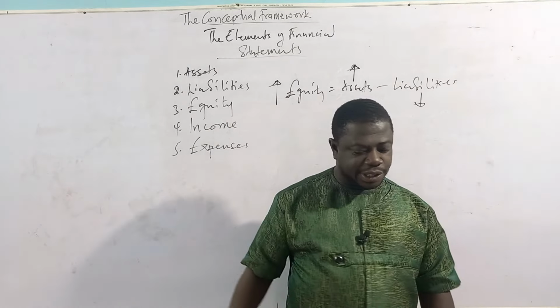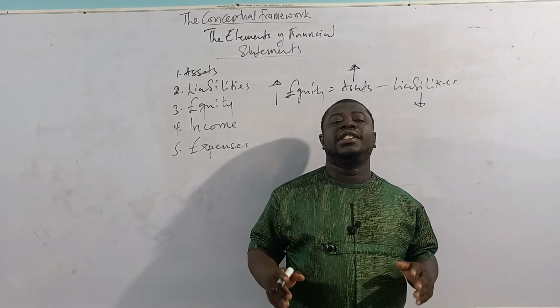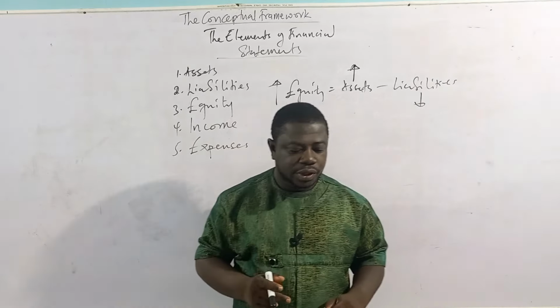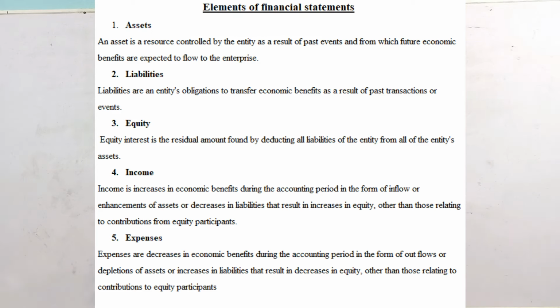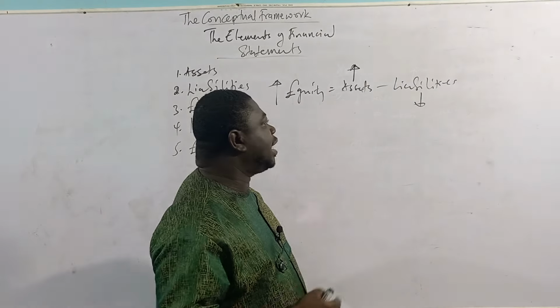Look at the definition for expenses also on your screen. You see, the definition of expense is similar to that of income, but it's in an opposite vein. Expenses are decreases in economic benefit during the accounting period in the form of outflows, or depletions of assets or increases in liabilities. I hope you are getting it now. That results in decrease in equity, other than those relating to contributions from equity participants. So I think the definition of expense is even making that of the income more understandable.